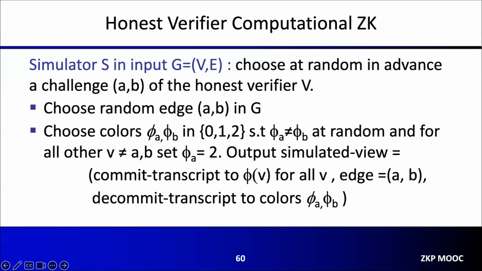And what is the simulated view it outputs? It commits to the transcript, which is a bunch of commitments, okay? The commitments are not supposed to give anything to a computationally bounded distinguisher because they're just commitments. Or if you think about how we implement the commitments, a bunch of encryptions. So you can't see anything. Then you give an edge. The honest verifier put the random edge. And then you have a decommitment transcript to those colors. And the decommitment transcript will give 2 different colors to A and B because my commitment made it so that essentially the only colors that were different were on that edge A and B.